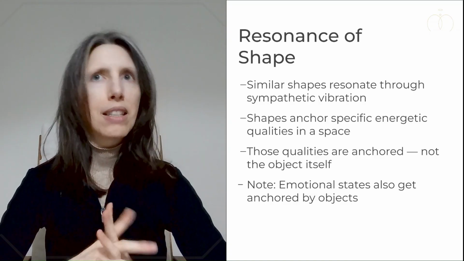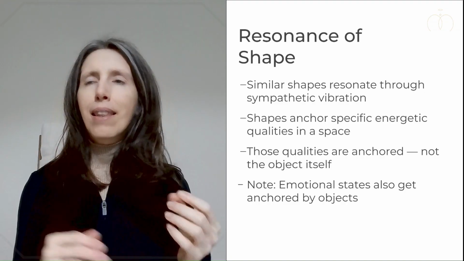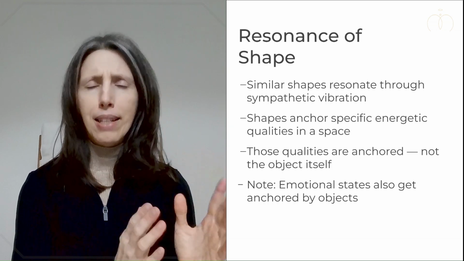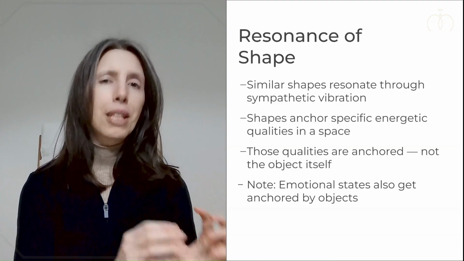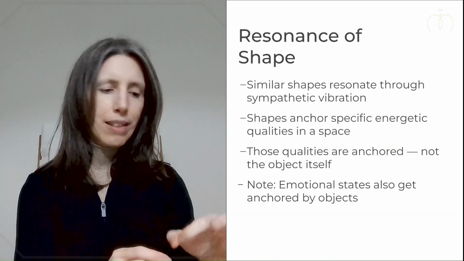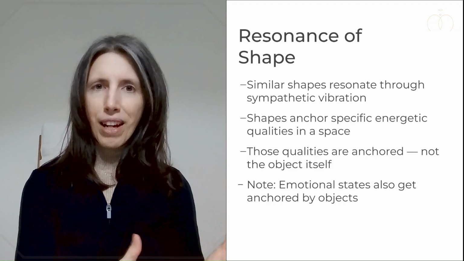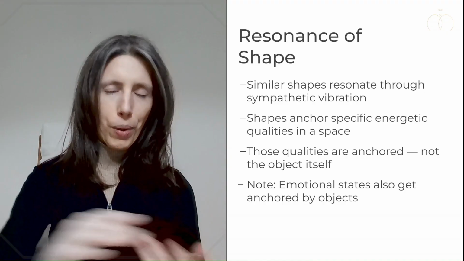And as a note, I have here that emotional states also get anchored by objects. And I mean this in a different sense. For example, you might have something that you have an emotional attachment to that makes you feel amazing anytime you look at it. It might not have anything to do with its shape, but the object itself, even just a simple pebble, can have that effect of anchoring an emotion that we have assigned to it.